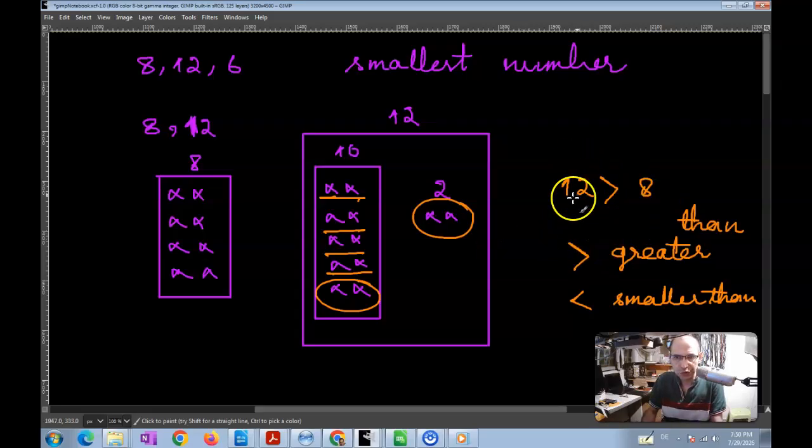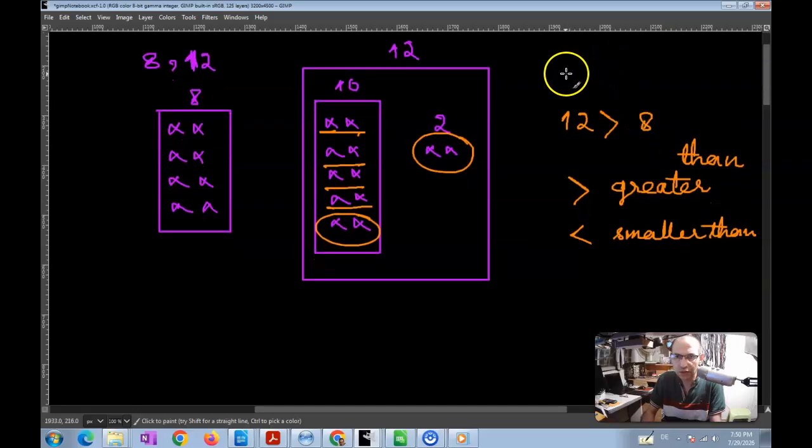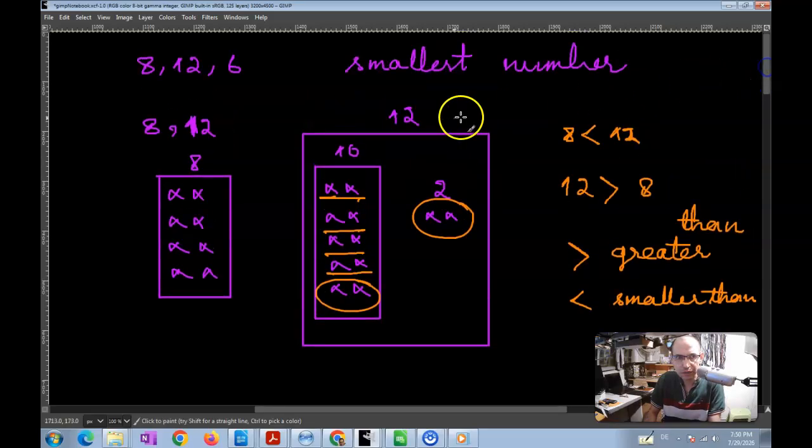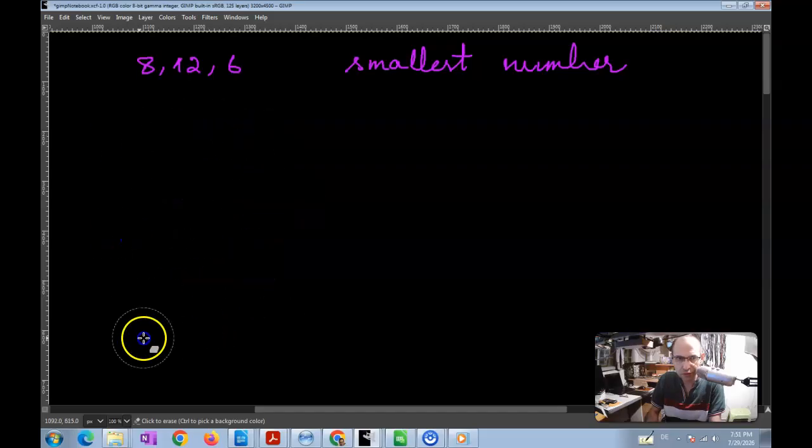So based on the number of beats, I can say that 12 is greater than 8, or the same thing, I can write it as 8 is smaller than 12, right? 8 is smaller than 12. So now I know that 8 is smaller than 12. I can erase all of these things over here, and I can just simply write 8 is smaller than 12.